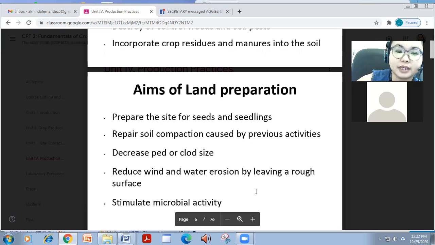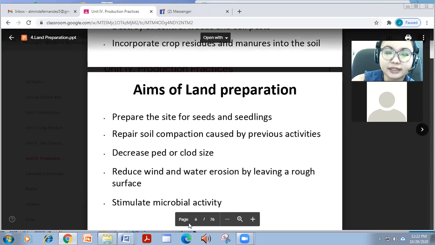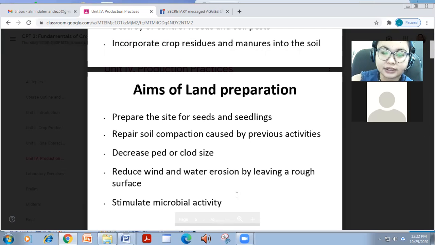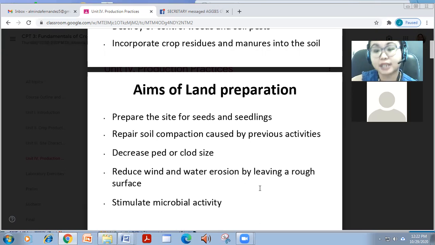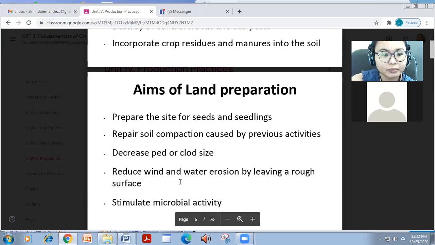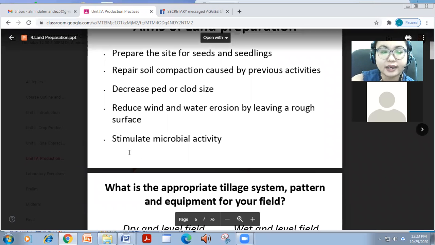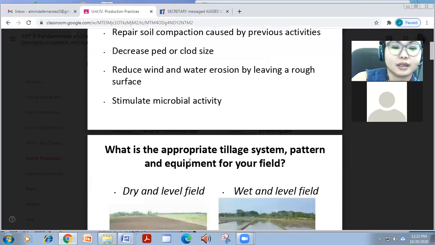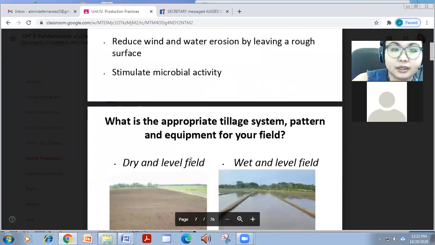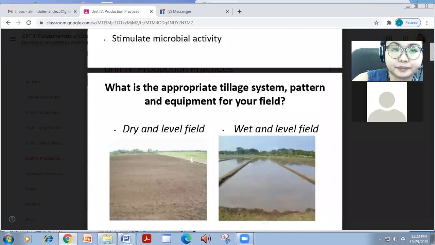But how come tillage operation can stimulate microbial activity? Since you are disturbing them at the same time, most of them die maybe, but most of them will also activate. So in that way, you can either stimulate them, activate them, or disturb them.